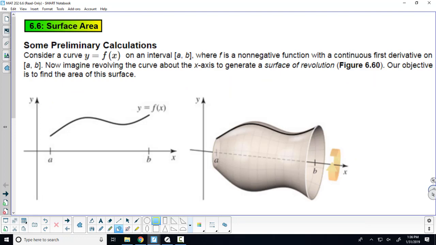All right, surface area. So we're going to start with a regular curve, a function of x, and we're going to rotate that curve around an axis, but instead of thinking of rotating the region, we're just going to rotate the curve, creating a surface and not a solid. So we're just rotating the curve, not this whole region like we've been doing with the solids of revolution. So we're creating a surface of revolution, and we now want to find the surface area of that.